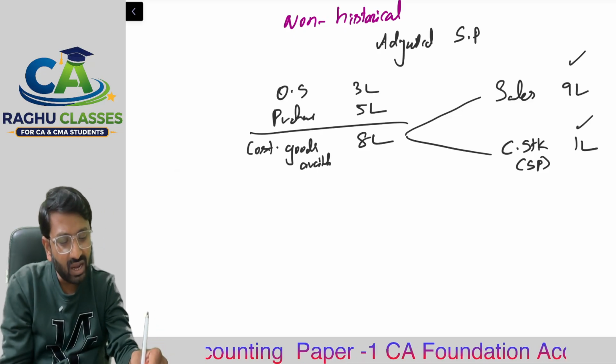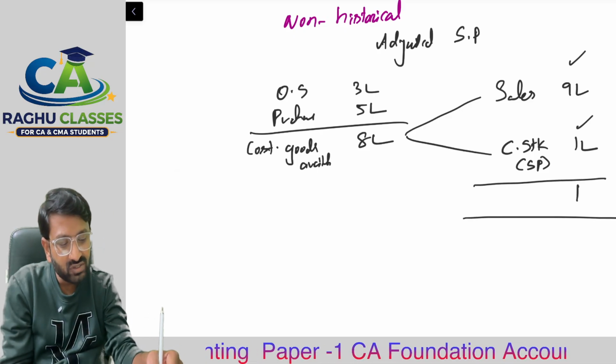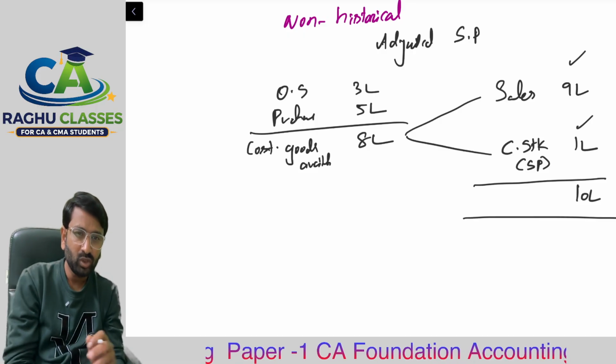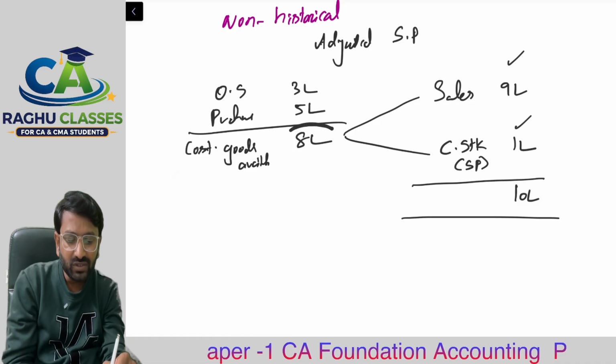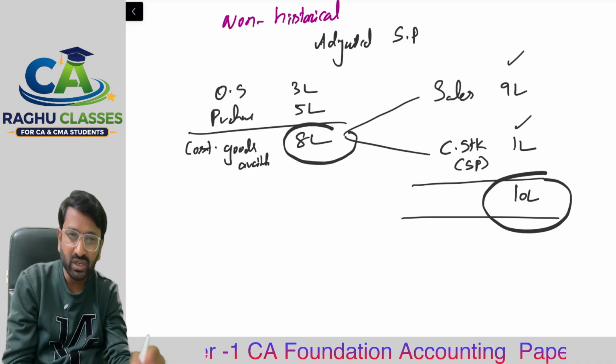So can we say, had I sold everything, the total sale value would have been 10 lakh. So the total cost of the item is 8 lakh. The total sale value is 10 lakh.